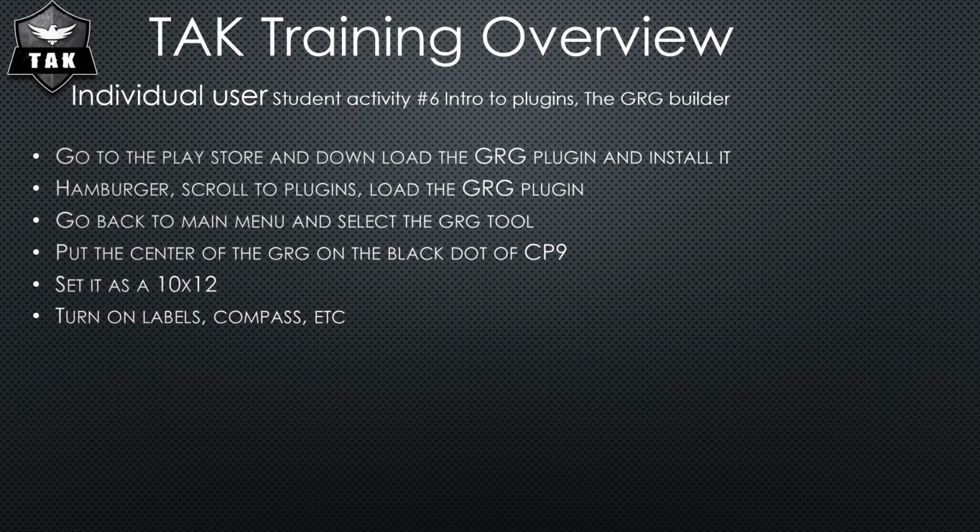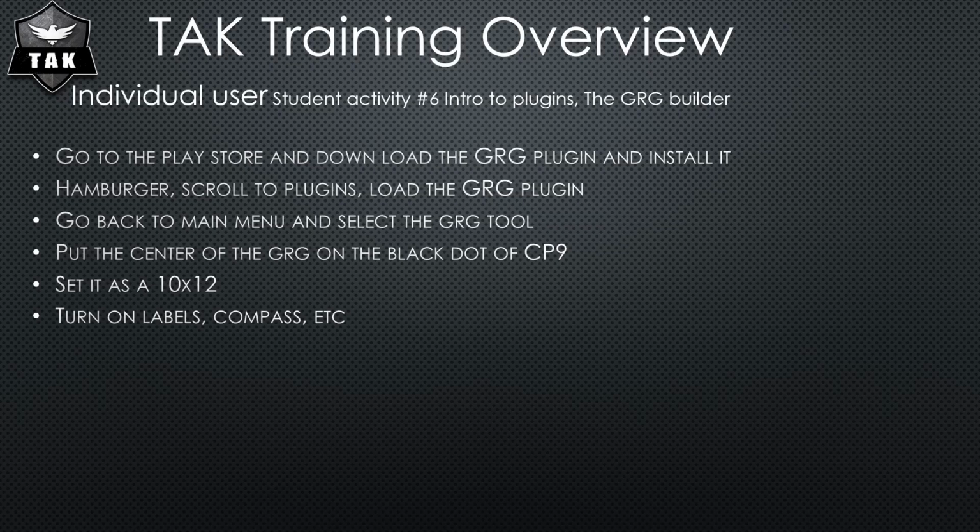What we're going to do is have you drop the center of the GRG on the black dot of CP9 on your map. What that will allow is, if everyone puts the center on the same spot, your grid will line up with everyone else's grid without the need for receiving data packages or whatever. It allows you to build a common operational picture in a situation where you can't share.